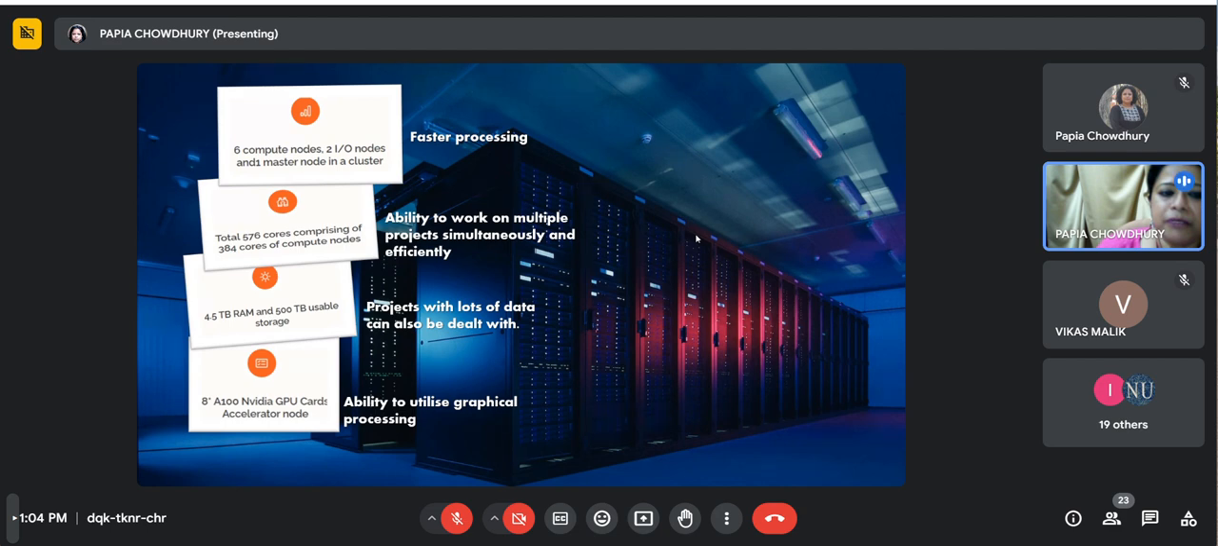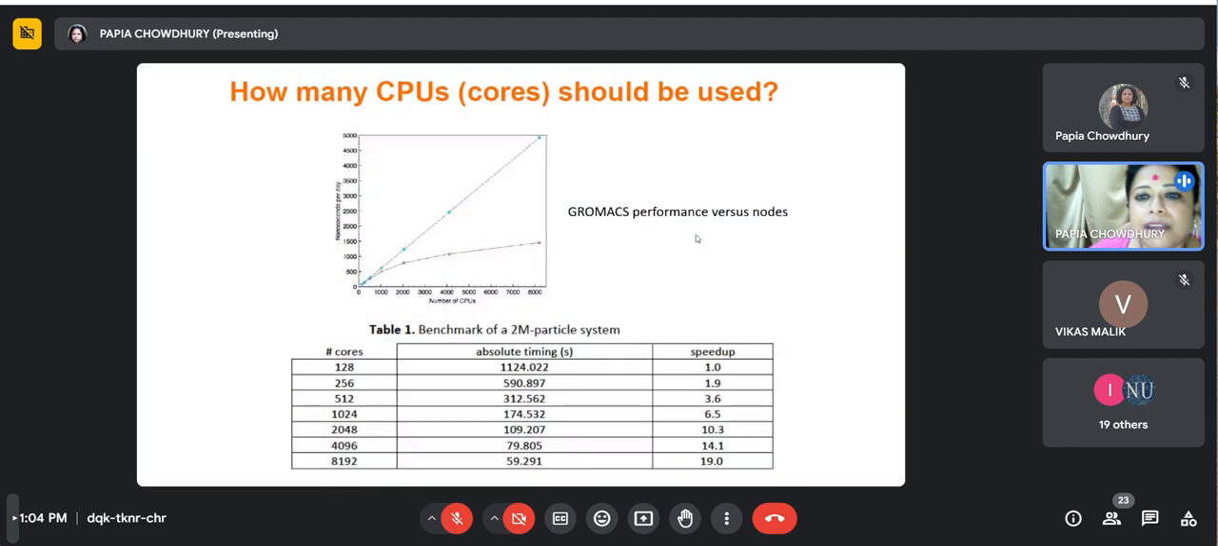So only one work will not be applicable. Multiple people can put their work in parallel on different nodes. And since we have 4.5 terabyte RAM, projects with a lot of data can be dealt with at the same time. Since we also have GPU cards with the accelerator node, we can utilize graphical processing at the same time.